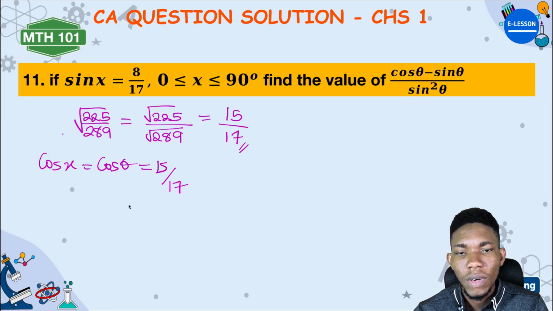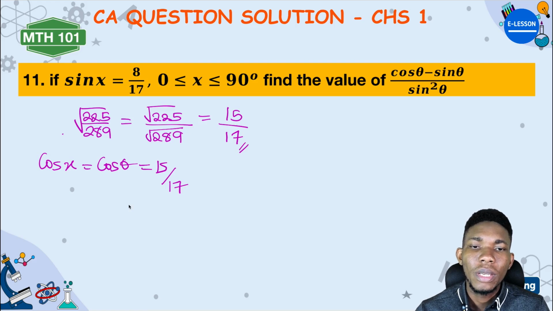Now what we are going to do is to substitute all of this into this equation we have here. Is that understood? Now what is our sine x?